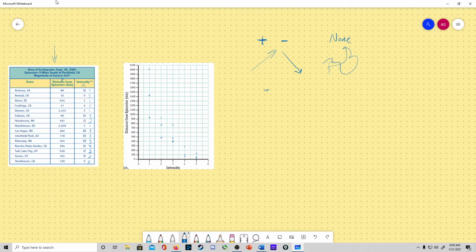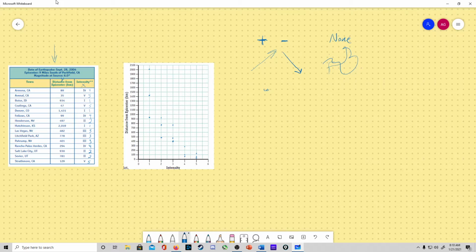If we look at this, we can see that if you're far away, your intensity is usually lower, and the closer you get, the higher the intensity. So we could show that there's a negative correlation between intensity and distance. As the intensity is higher, distance is lower. So we get that correlation.